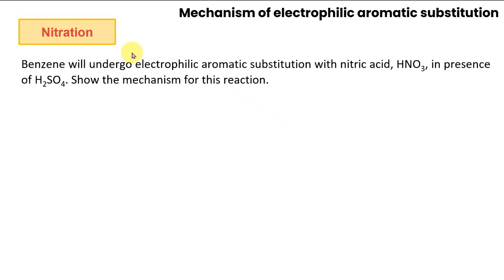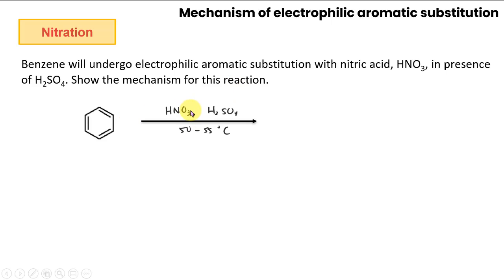Alright, so for the next reaction, we have nitration. In the question, benzene will undergo electrophilic aromatic substitution with nitric acid HNO3 in the presence of sulfuric acid H2SO4. Show the mechanism for this reaction. So of course you need to have the reaction equation first before the mechanism. So benzene, when you react with nitric acid in the presence of sulfuric acid under 50 to 55 degrees Celsius, we are going to form nitrobenzene and the side product H2O.